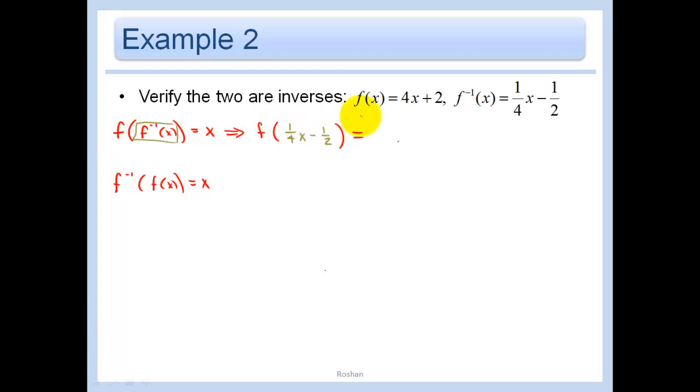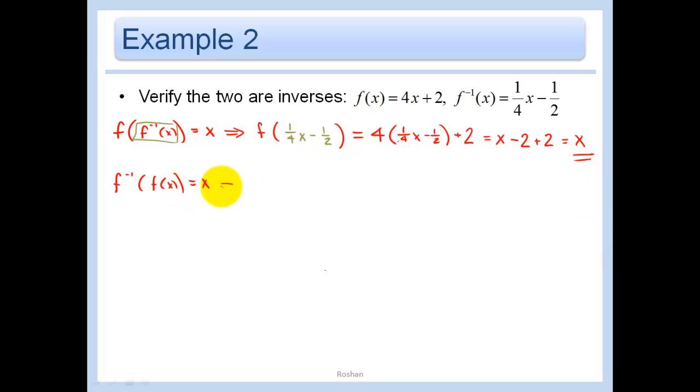All this means is that everywhere in my f function where I saw an x, I'm going to replace it with this guy. So I have 4, instead of an x, I have this guy, 1/4 x minus 1/2, plus 2. Now let's just distribute that 4, so we get x minus 4 times 1/2 is 2, plus 2 equals x. Beautiful. We proved that one.